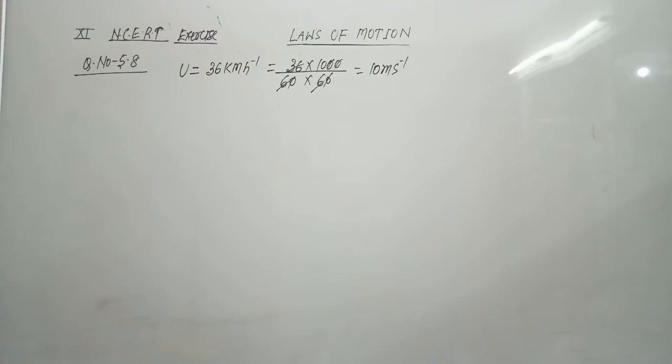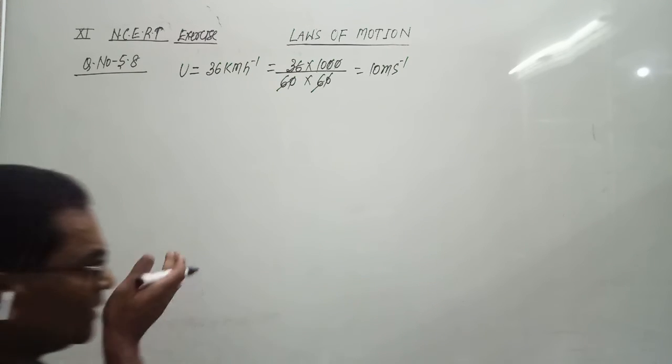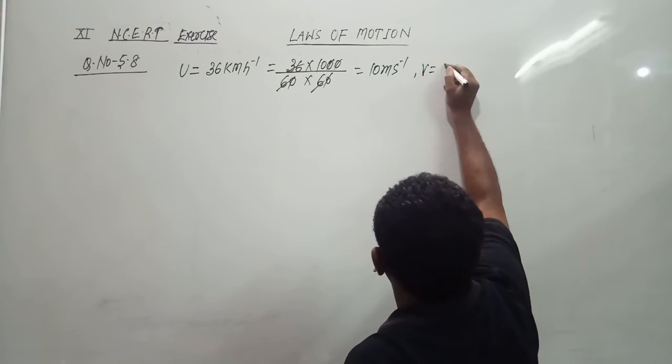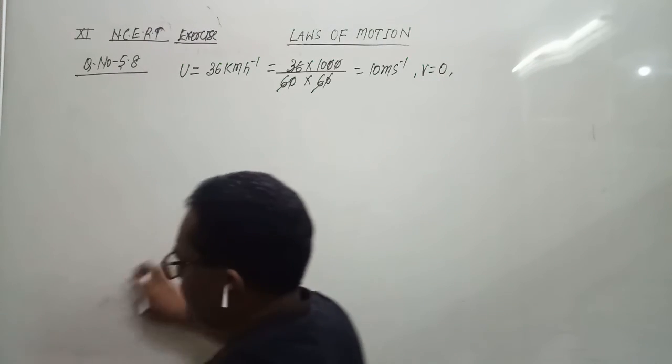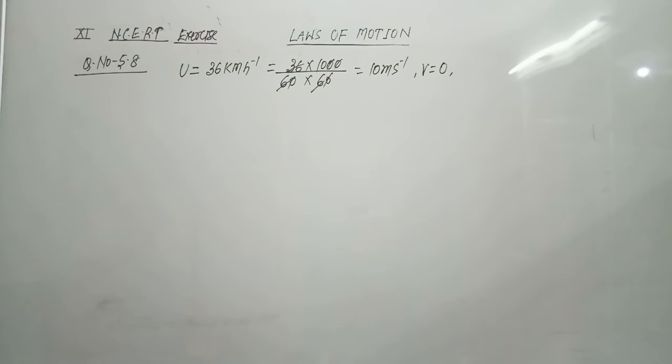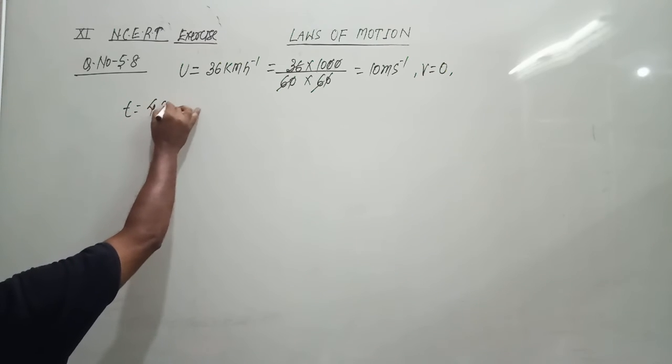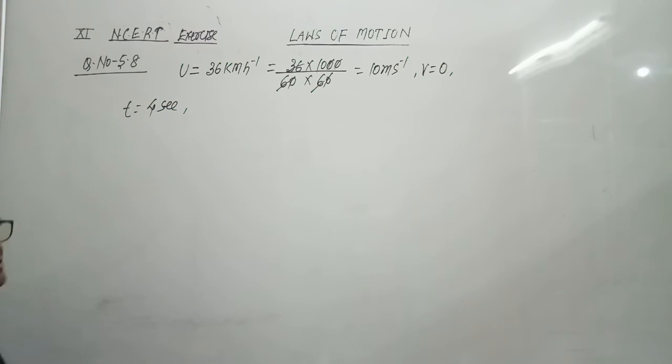The driver of the three-wheeler observes the child and brings his vehicle to rest in 4 seconds. When the vehicle comes to rest, its final velocity v is 0, and the time taken to come to rest is 4 seconds.